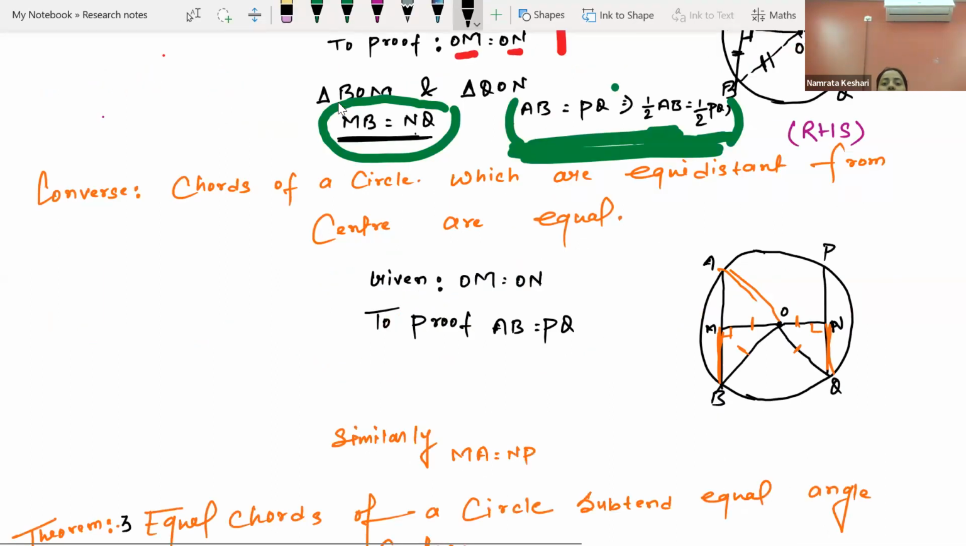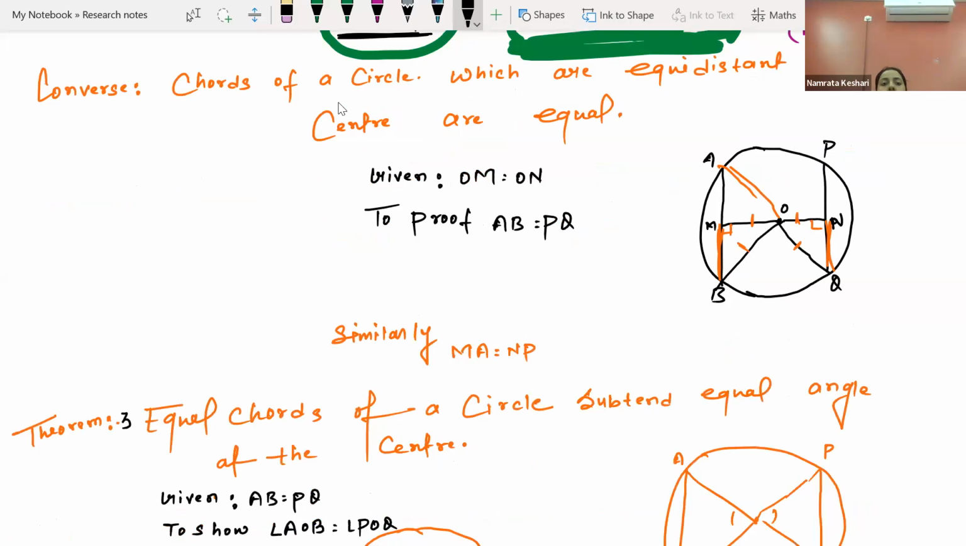Chords of a circle which are equidistant from the center are equal. If you are having any two chords which are maintaining the same distance from the center, just this chord and that chord, we don't know whether both chords are the same or not.